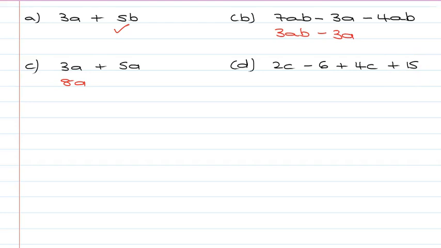Let's look at the c's first of all. It's got 2c plus 4c, which gives me 6c. And then let's look at the numbers. I've got negative 6 and I'm adding 15 to it, so I get plus 9.